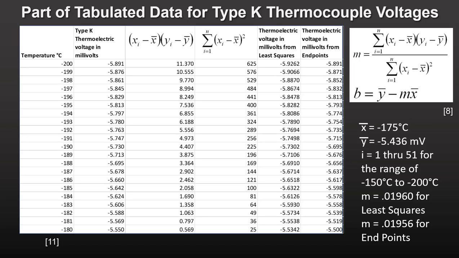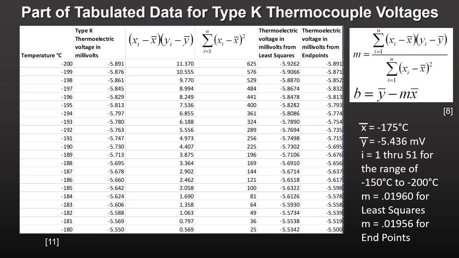The average x value, x bar, is minus 175°C for the range of minus 200°C to minus 150°C. The average y value, y bar, is minus 5.436 millivolts for the range of minus 200°C to minus 150°C. The first data point at i equals 1 is calculated at t equals minus 200°C. We calculate successive higher values of voltage up through i equals 51 at minus 150°C.